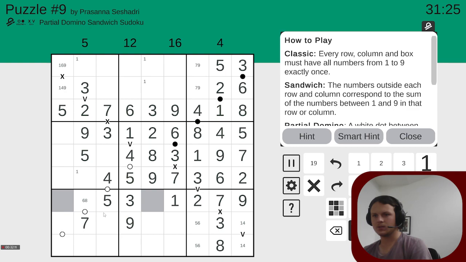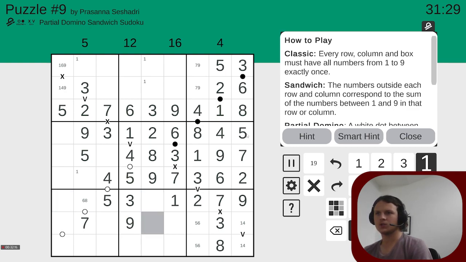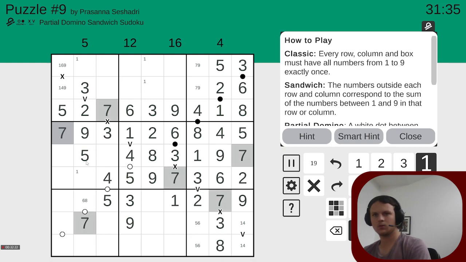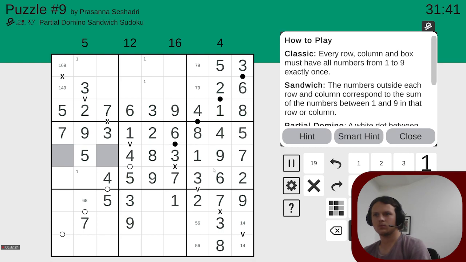Which means these... Actually, we know what this one over here is. What am I doing? 1, 2, 3, 4, 5, 6. It's a 7. And then these two have to be a 2, 3, 4, 5, or a 6. Which means these last ones are a 1 and an 8.